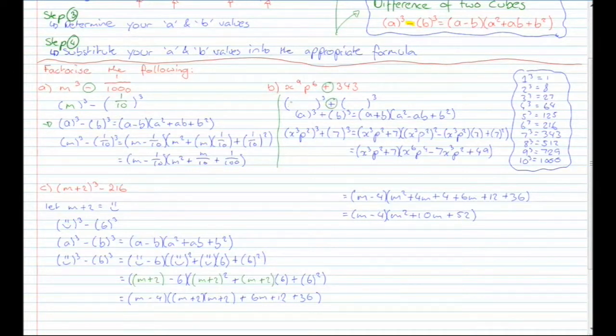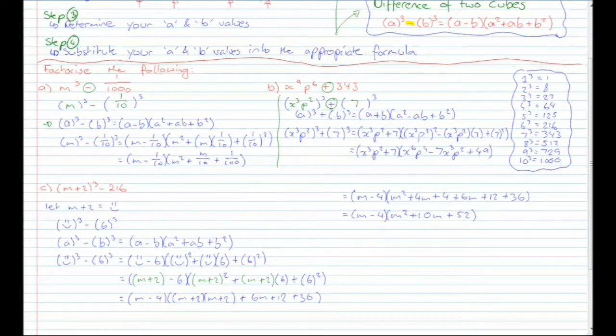So what I need to go through and do is I write x to the power of 3, p to the power of 2, because x to the power of 3 cubed gets us x to the power of 9, and p to the squared cubed gets us p to the power of 6. In this one we have 7 because 7 cubed is 343. Now we know our a and our b values, we just go through and write the formula again.